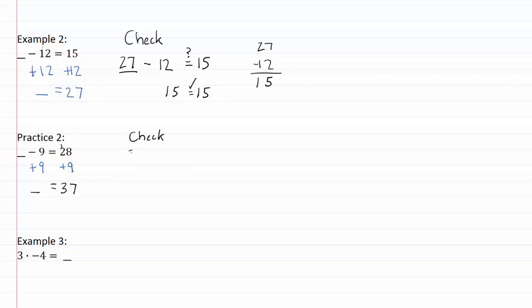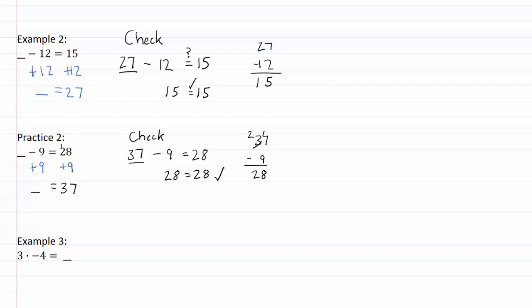Now I'm going to check it. 37, put it in for the blank space, minus 9 is 28. Now 37 minus 9, I can't take 9 away from 7, so I've got to borrow 2 here. 17 take away 9 is 8, and 2 take away 0, nothing. So on the left hand side we get 28, and on the right hand side we get 28, so this checks. That is our solution.